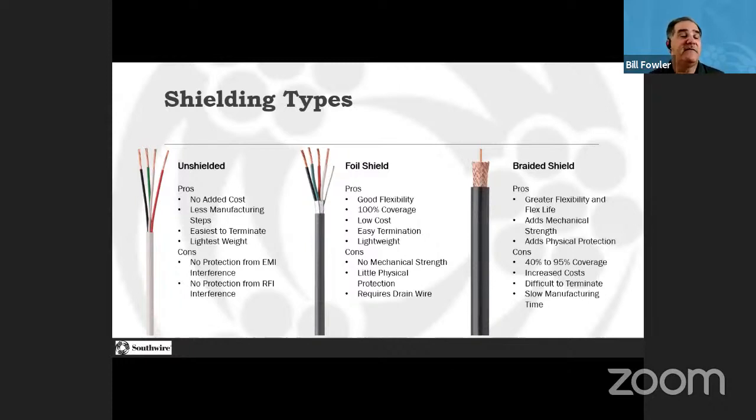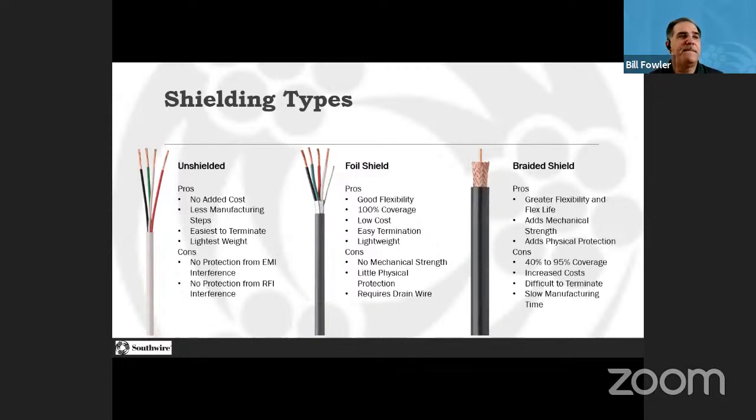So the next thing we see, again, is our foil shield. I explained earlier, normally you see a ground wire or a drain wire with that. I keep calling it a ground wire. That's what we called it, but it's basically a drain wire. It's to be able to drain that signal that gets built up on a cable off to a building ground or some kind of isolated ground. Again, good flexibility. Your lower cost, it's easy to terminate, it's lightweight.